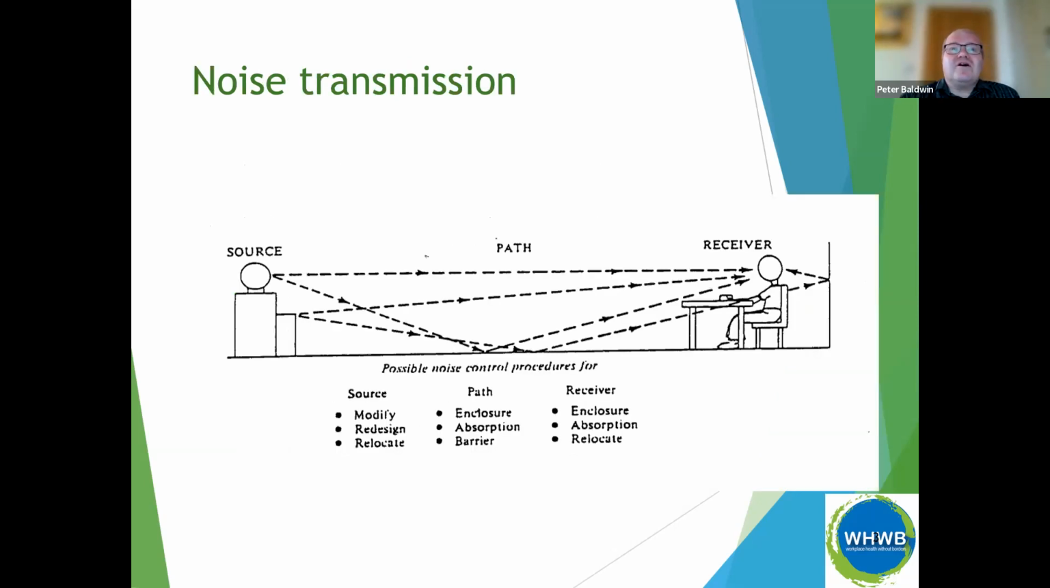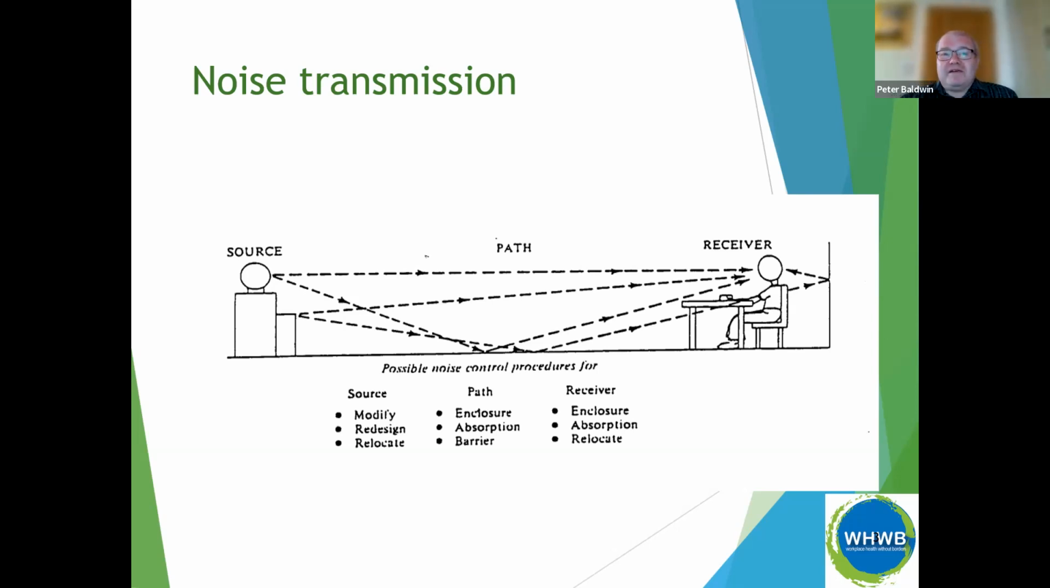So just looking at noise transmission, you've got a source there on the left-hand side. In terms of controlling the noise levels that someone receives, you can modify the source so you can reduce the amount of noise it produces, and that can be done by buying quiet, and changing the process, putting silencers on things. You can redesign the process so the noise is not produced in the first place.